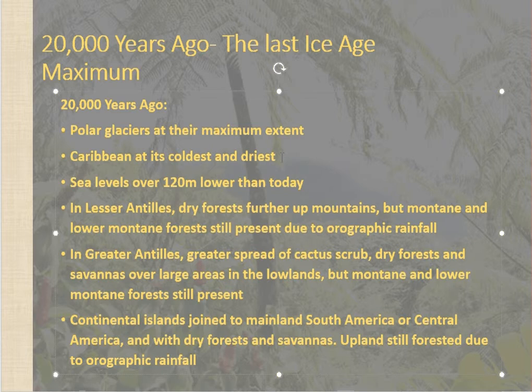Because it's so much drier, ecosystems which are more characteristic of drier environments tend to take over, and those are the savannas, the thorn scrubs, and the dry forests. So those are the ecosystems which dominate, particularly at sea level. However, orographic rainfall was still present. So even though you get drier forests further up the mountains, you still had montane and lower montane forests, evergreen with enough orographic rainfall throughout the year existing on top of the islands.